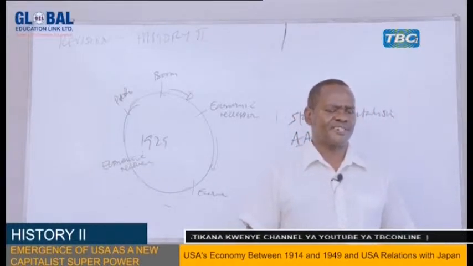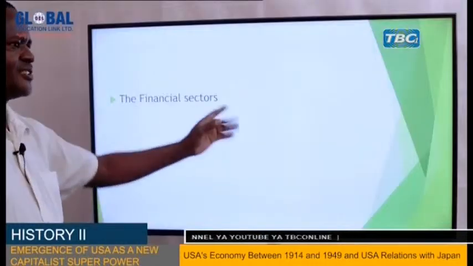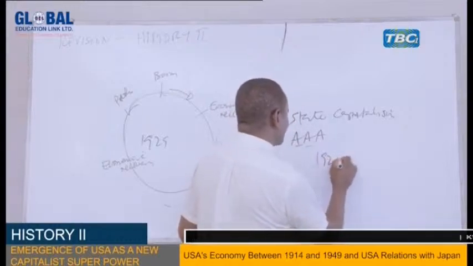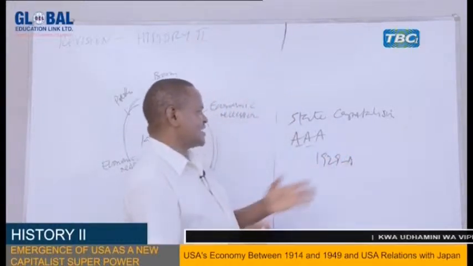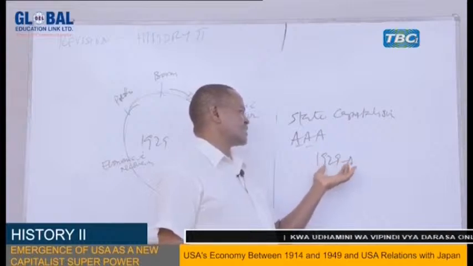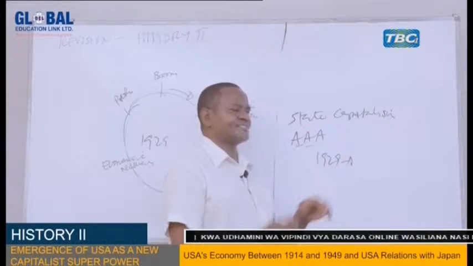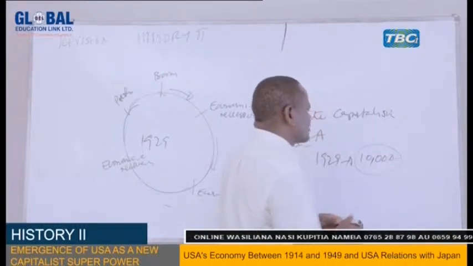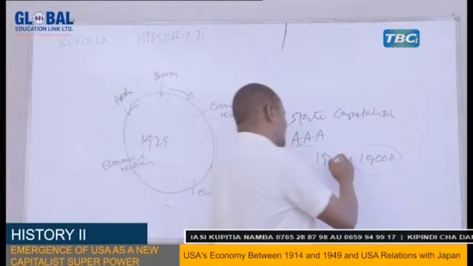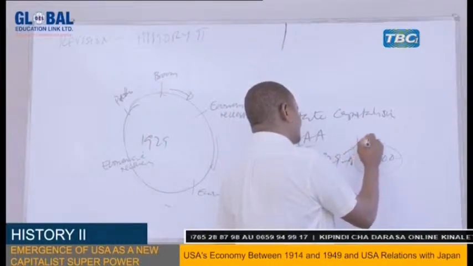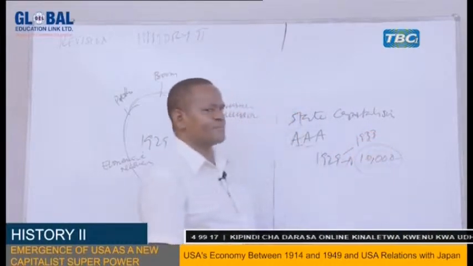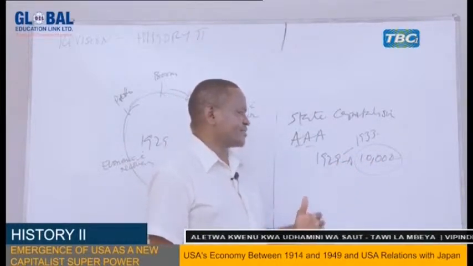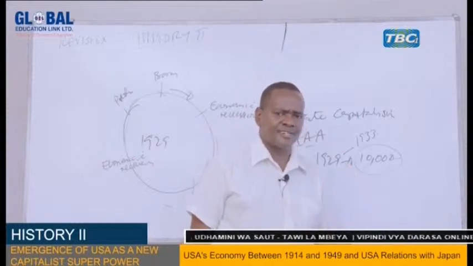Another sector which was also affected and attended to by the New Deal was the financial sector. The financial sector was very much affected. My dear students, by 1929, when the economic depression started in the world, the United States lost about 10,000 banks. About 10,000 banks were closed in America in this period of 1929 to 1933 because of the economic depression. Why? Because they had gone bankrupt. So the American financial sector was very much affected.